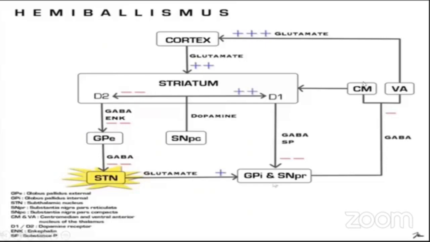When the thalamus is uninhibited, it will produce more glutamate, it will stimulate the cortex, and there is the exertion of the movement. This is the basic pathophysiology.